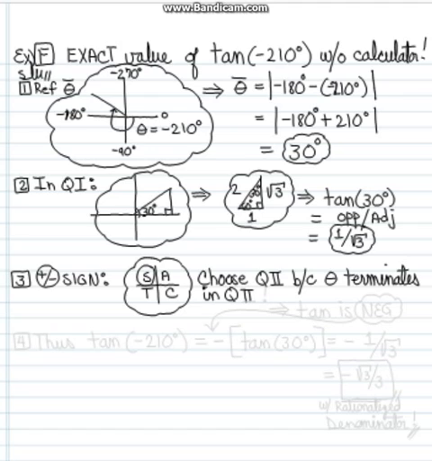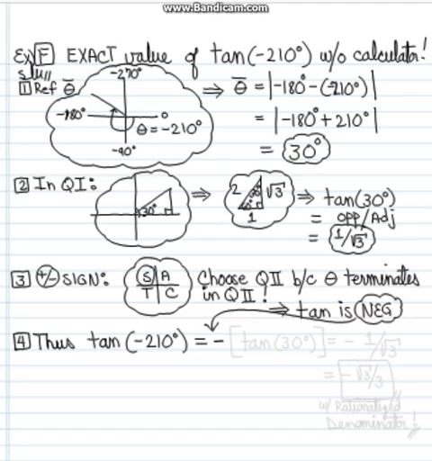So we know that the tangent of an angle that terminates in quadrant 2 can't be positive. It's going to have to be negative. Remember that. Thus, let's evaluate the question. Tangent of negative 210 degrees, what is that equal to? Well, let's put a negative sign in front because we know it's going to be negative. It's the negative of the tangent of the reference angle, 30 degrees.